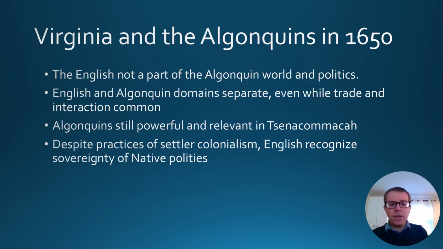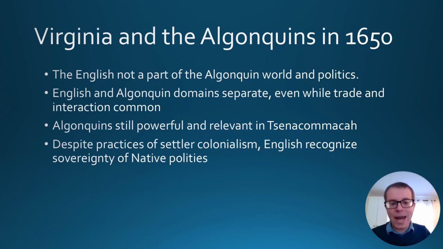Nonetheless, while the sort of English system separates English and Algonquin domains, trade and interaction are still quite common, and even after the 1646 treaty, the English still regularly trade with the Powhatan Confederacy and other native peoples. And the Algonquins still remain powerful and relevant in Tsenacommacah.